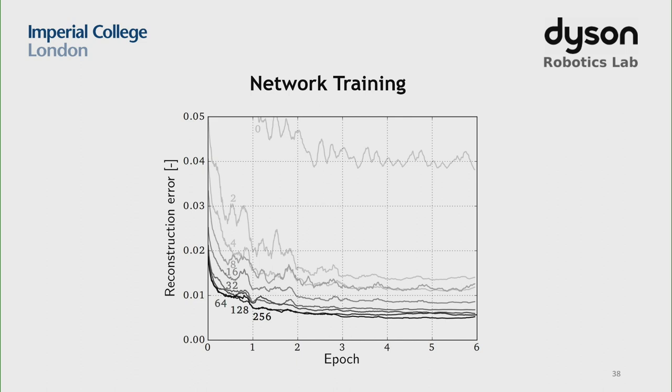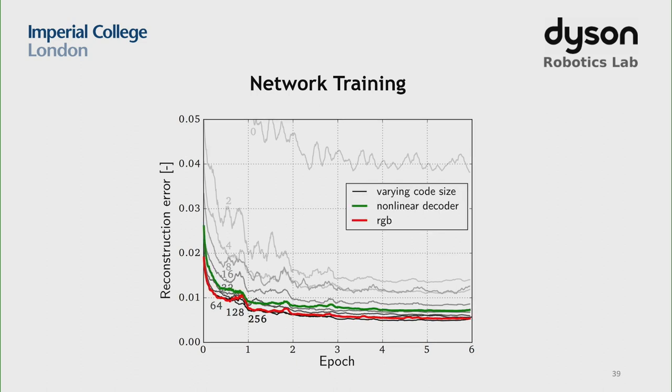So here you can see a comparison of the code size, which is the dimensionality of that middle latent code, versus the actual reconstruction error of the depth image output. What you can see here is that there are diminishing returns as you increase the code size beyond 128 dimensions. What that's saying is that with a 128 dimensional code, we can represent this entire depth image quite accurately.